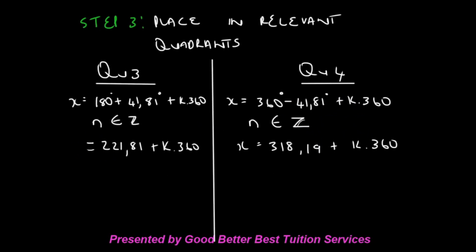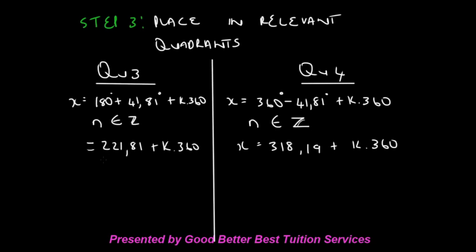So here we place it into the relevant quadrants. Where is sine negative? It's negative in the third quadrant and the fourth quadrant. How do we refer to the third quadrant? We refer to the third quadrant as 180 plus your reference angle plus K360. And then for the fourth quadrant, it's x is equal to 360 degrees minus 41,81 degrees plus K360. And then, of course, k will be an element of your integers.